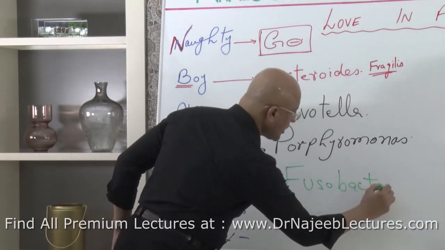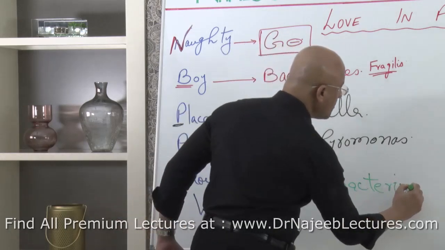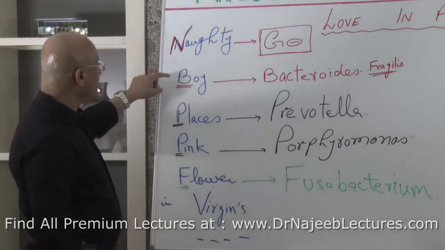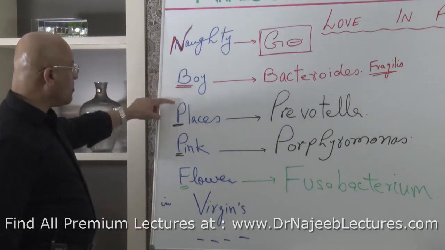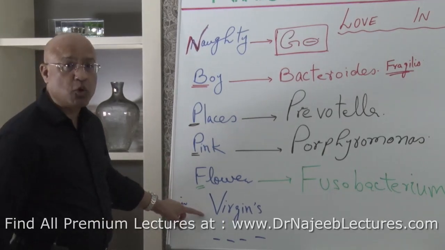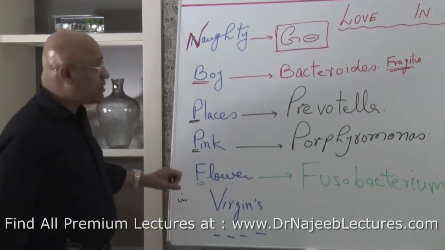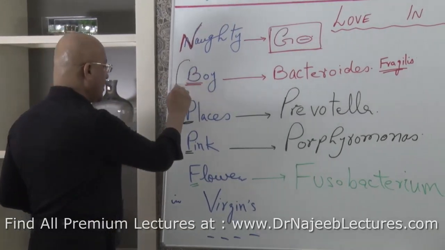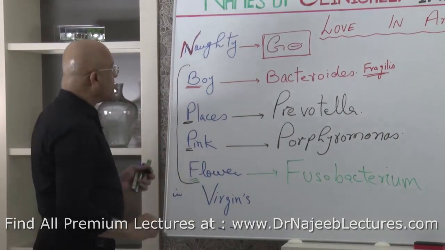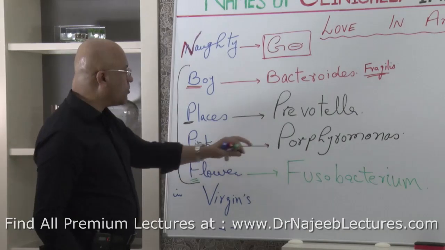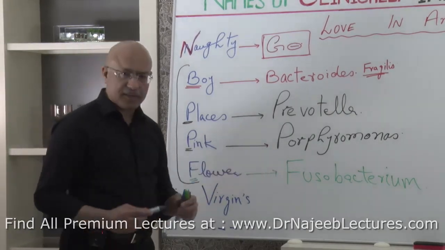Fusobacterium. Here, now, all these four are bacilli. They are rods. Virgin is not a rod, it is a coccus, right? So, these are four anaerobic gram-negative rods, right? Bacteroides fragilis, Prevotella species, Porphyromonas species, and Fusobacterium.